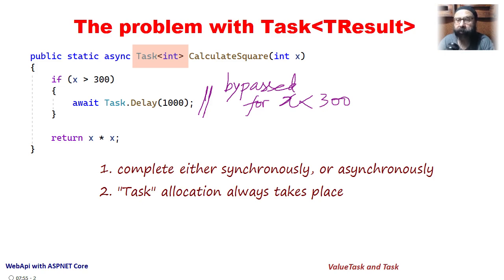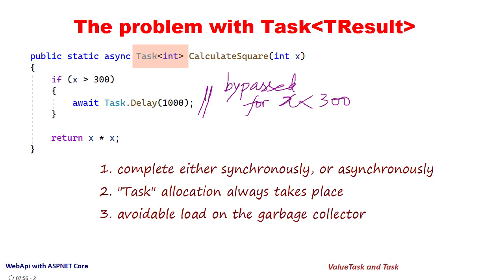And secondly, a Task allocation will always take place irrespective of whether the function finishes synchronously or asynchronously. Each allocation takes place on the garbage collected heap because a Task is after all a class. And thirdly, a heavy traffic on these functions can lead to an avoidable load on the garbage collector because some of these Task allocations were really unnecessary. So we have a possibility of optimization. We need to optimize async code that returns a Task and finishes synchronously sometimes.